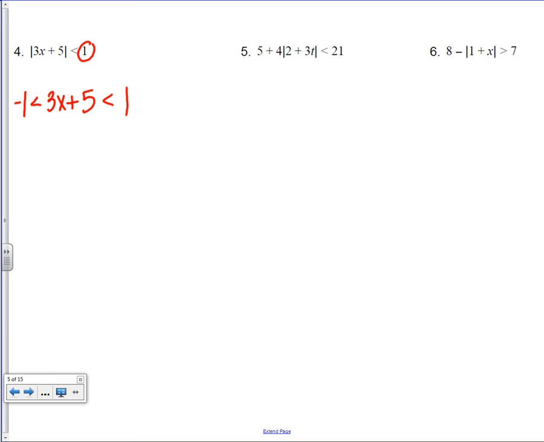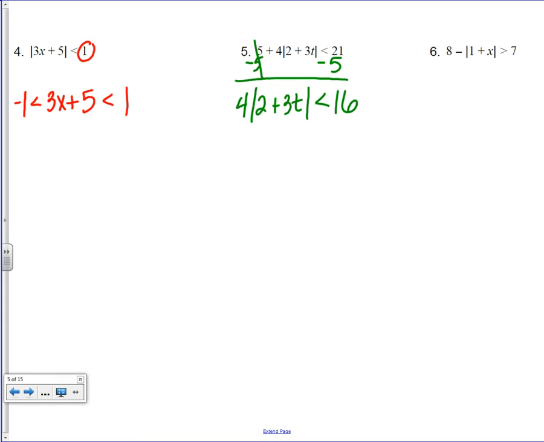Let's look at number 5. The absolute value is not isolated. So what is farthest from the absolute value on the same side? The 5. So in order to get rid of that 5, I will subtract it. I have 4 times the absolute value of 2 plus 3t is less than 16.